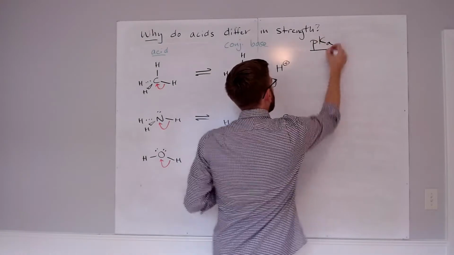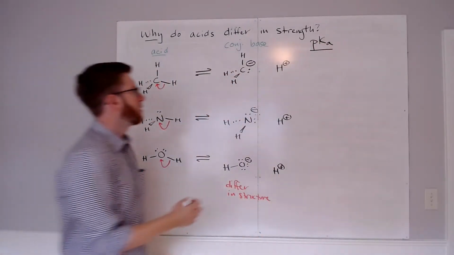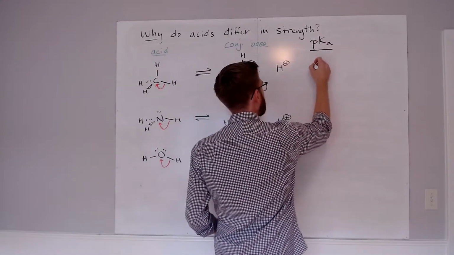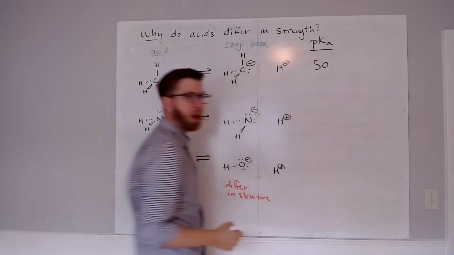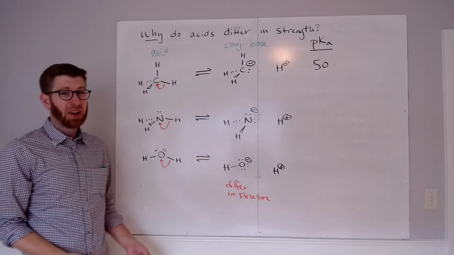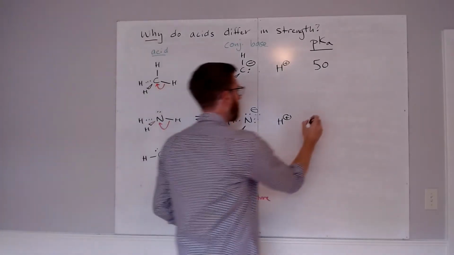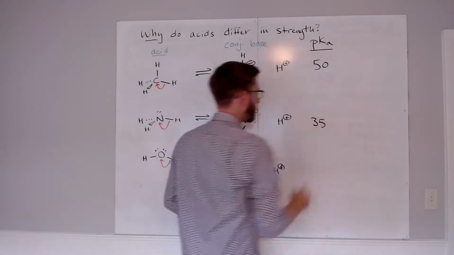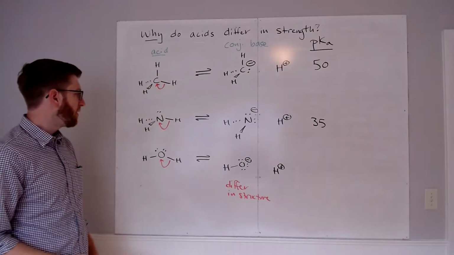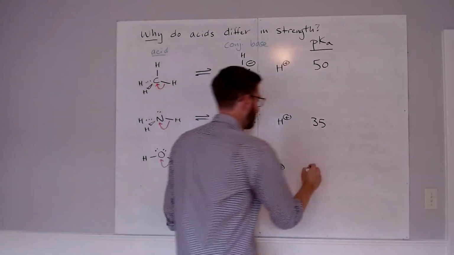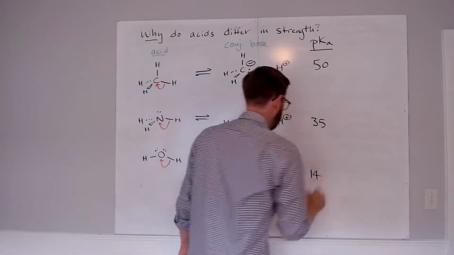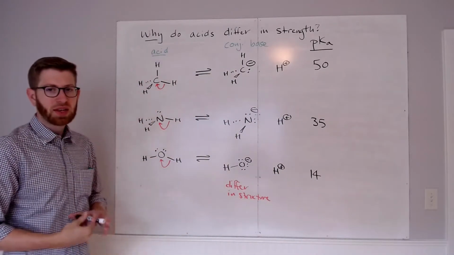Some of these are estimates, right? So treat them as approximate. So we'll say 50 for methane, plus or minus like 5. So this is kind of a crude estimate. Ammonia is going to be about 35, again, plus or minus several, maybe up to about 5. And then water, it turns out, is exactly 14. So that last number is exact.